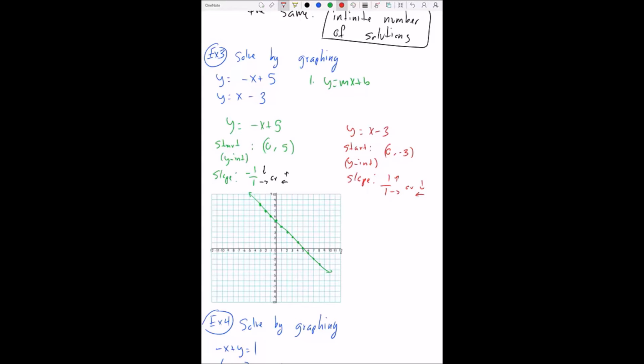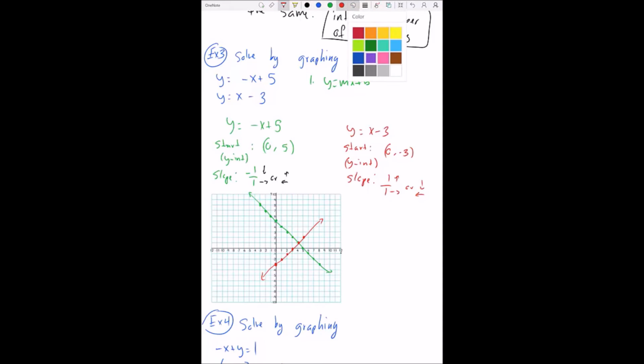So we go to our start, 0, negative 3. And our goal is to intersect with the other line. So are we going to go down one, left one? We're not. That's not going to get us to the other line. So we're going to go up one, right one. So up one, right one, up one, right one, up one, right one, up one, right one. Oh, look at that. They cross. We're going to connect the dots.